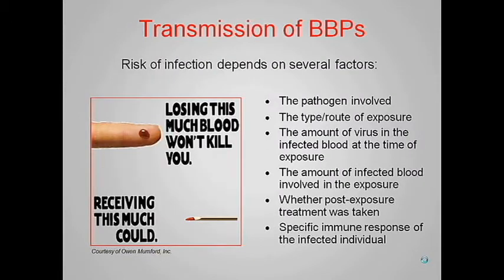The risk of infection depends on several factors. The little poster here you see says, losing this much blood won't kill you, receiving this much could, and it all depends. The pathogen involved, the type of exposure, the amount of virus in the infected blood, the amount of infected blood involved in the exposure. Where was post-exposure treatment taken? There are actually some post-exposure treatments available out there, and also some immunity processes. Do you have certain shots in place that are protecting you, your hepatitis B vaccine, so forth and so on.